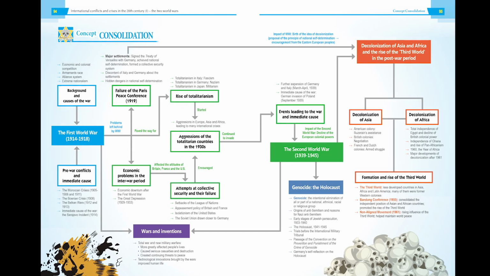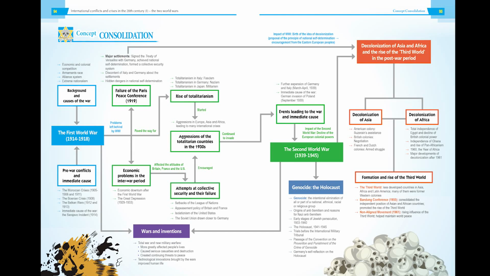Genocide, the Holocaust. Genocide, the intentional elimination of all or part of a national, ethnical, racial, or religious group. Origins of anti-Semitism and reasons for Nazi anti-Semitism. Early stages of Jewish persecution from 1933 to 1940. The Holocaust, 1941-1945. Trials before the International Military Tribunal. Passage of the Convention on the Prevention and Punishment of the Crime of Genocide. Germany's self-reflection on the Holocaust.